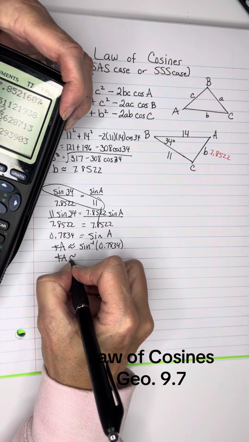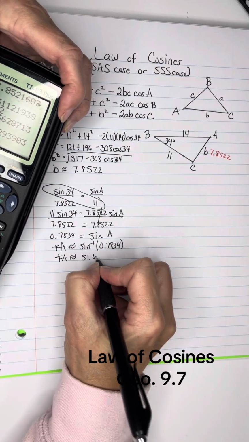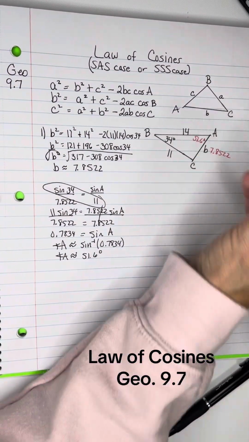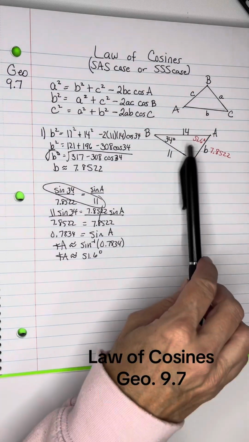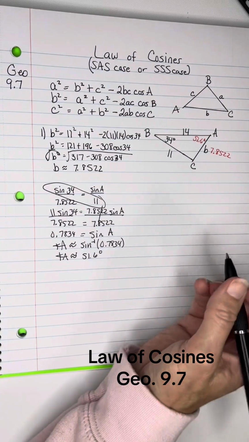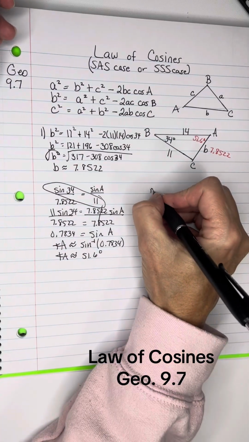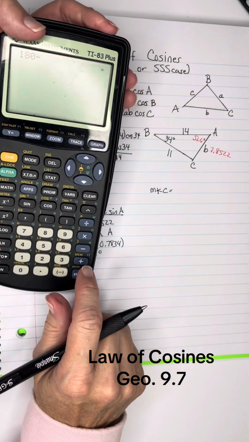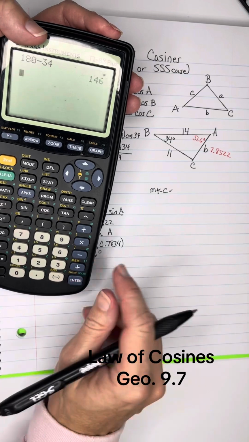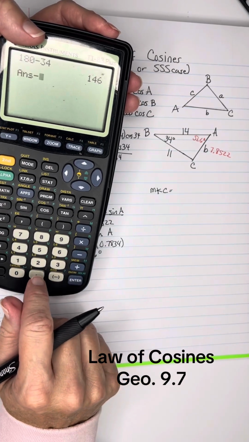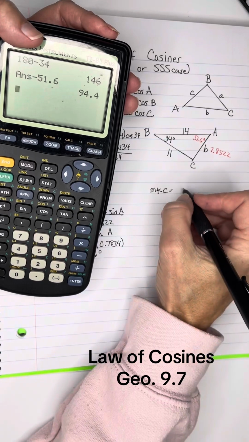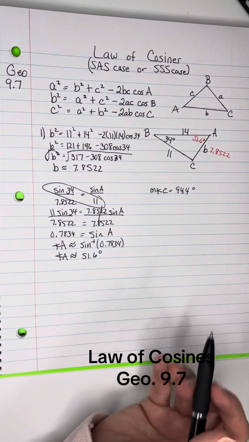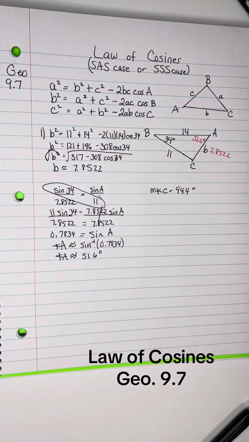So angle A is approximately 51.6 degrees. Back over here, put 51.6 degrees in. Now to get the final angle, I can add them and subtract it from 180. So the measure of angle C equals 180 minus the 34, minus the 51.6, equals 94.4 degrees. All right, so there we have it.